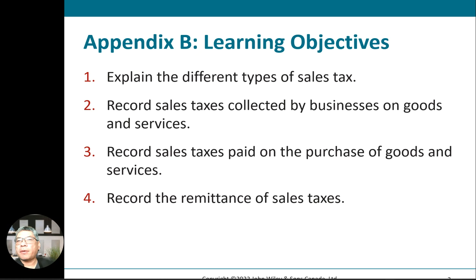The first one is to explain the different types of sales tax. We call it sales tax collected by a business on goods and services. We call it sales tax paid on purchases of goods and services. And record the remittance of sales tax. This is very important, guys.